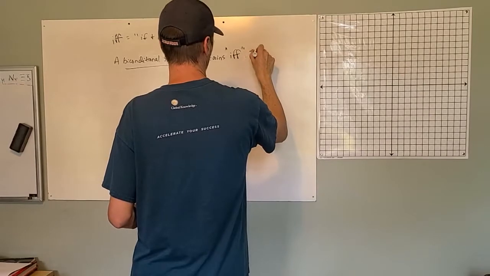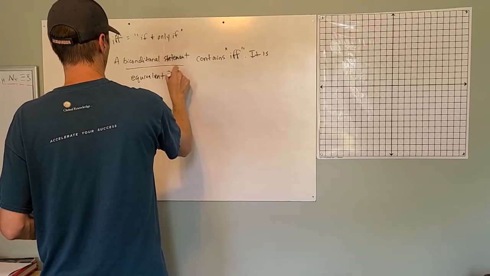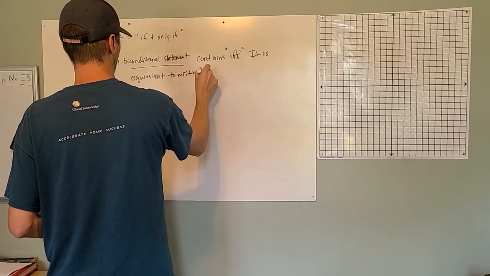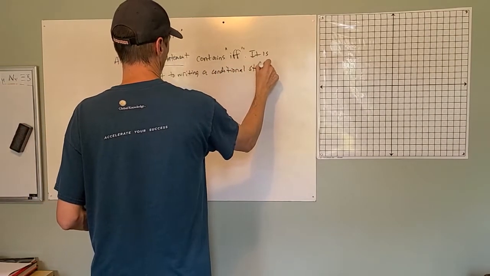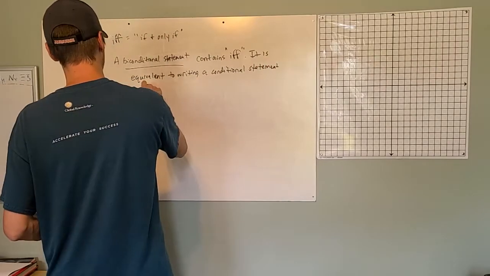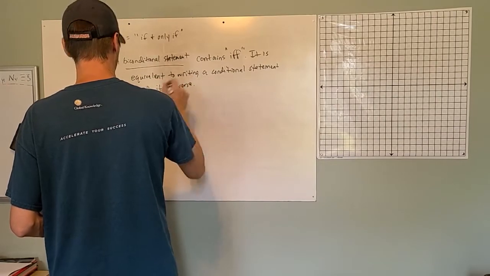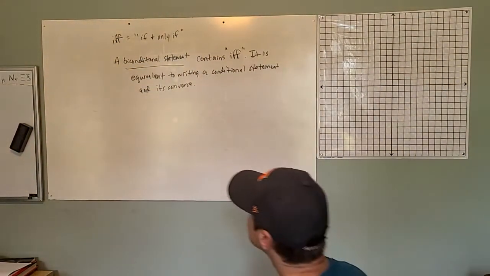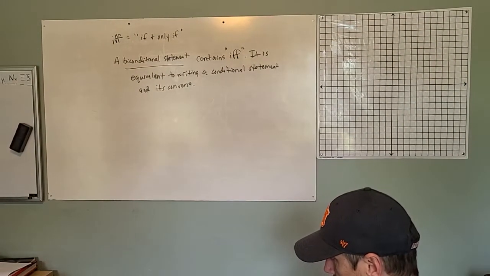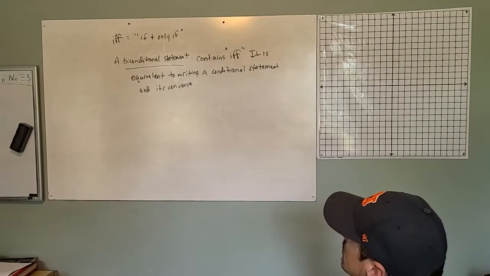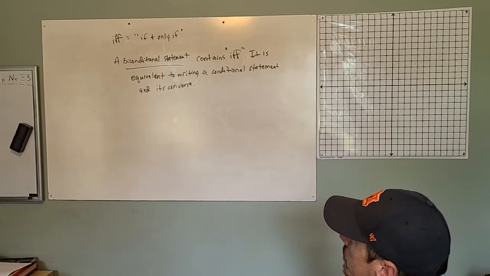It is equivalent to writing a conditional statement and its converse. So we put those together. That's how we will construct our biconditional statements. We write a conditional statement and we put it with its converse. Okay? So if I ask you to write a biconditional statement, that's what I'm asking you to do. Put those two together and use the phrase if and only if.